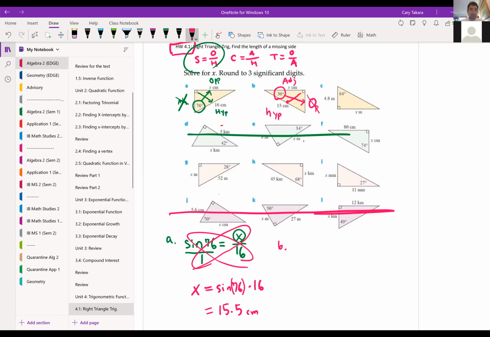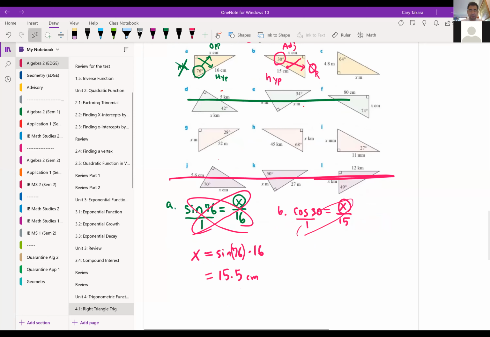Very good. This is a cosine problem, isn't it? Okay, so let's set it up. Cosine of 30 degrees equals adjacent over hypotenuse. So it is adjacent, which is x over 15. Again, x is on the top, so lucky us, it's easy to figure out. If you cross multiply, you get x equals right away: cosine of 30 times 15.